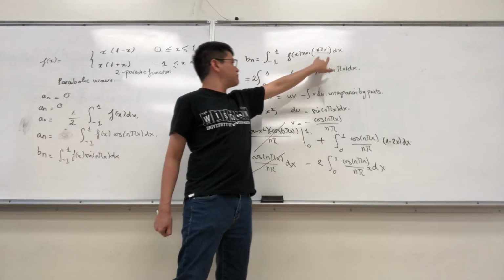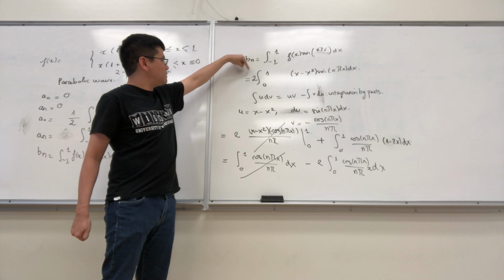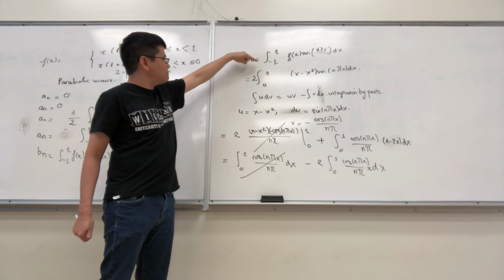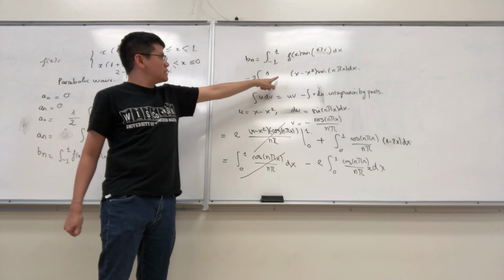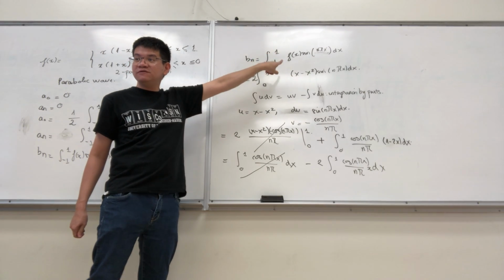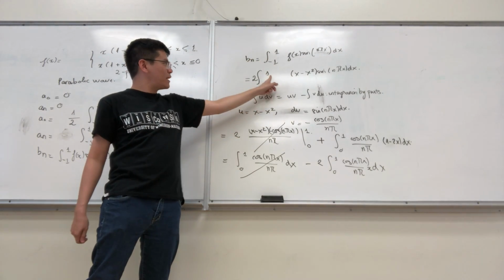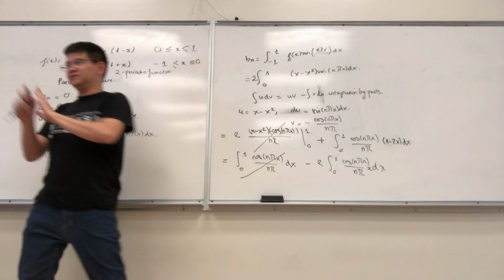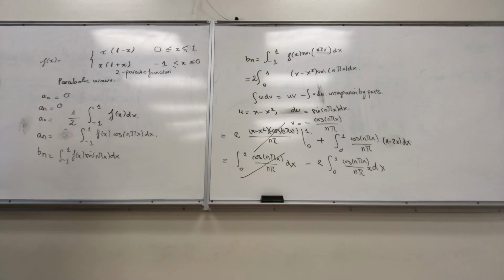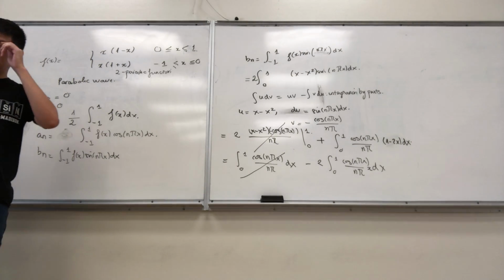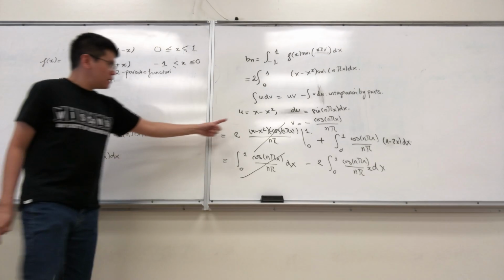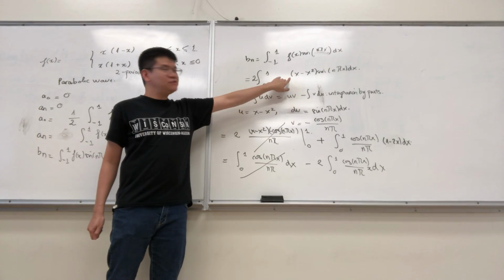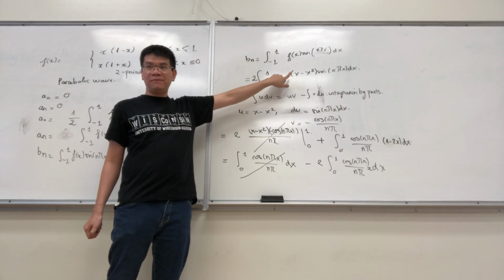Because this is an even function, I'm going to combine both of them. I only have to compute the integral on the positive interval, from 0 to 1, and multiply that by 2, because the integral on the positive side and the integral on the negative side are equal. Now, to compute this integral, I'm going to use integration by parts.